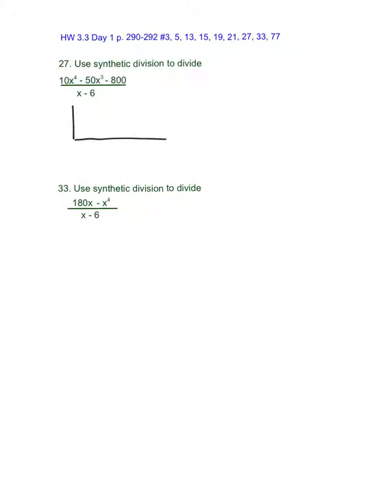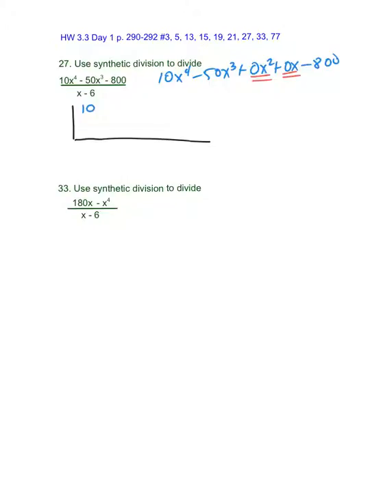So we're going to make our L. Inside the L, we're going to put the dividend, adding missing terms. So we have 10, we're going to do the coefficients. So we really need to think of this as 10x to the fourth minus 50x cubed plus 0x squared plus 0x minus 800. There are two missing terms here, and if we don't include those in synthetic division, our answer is going to be incorrect. So let's go ahead and put those coefficients in.